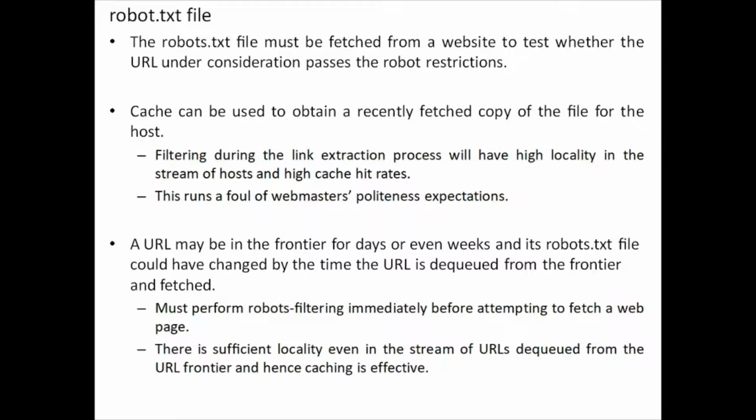So you can see that when we are using the robots.txt file, it should be fetched from a website to test whether the URL under consideration passes the robot restrictions. If the URL under consideration passes the robot restriction, then only we can access that URL. Every time going and fetching the robots.txt file is a difficult task. It is time consuming. So in order to overcome that, a cache can be used to obtain a recently fetched copy of the file for the host.